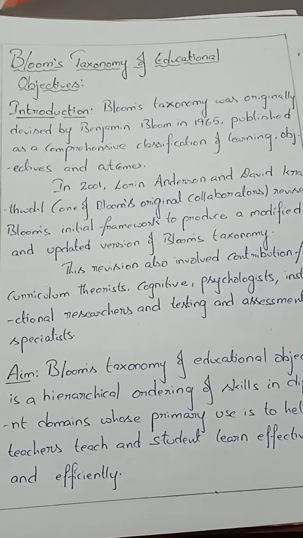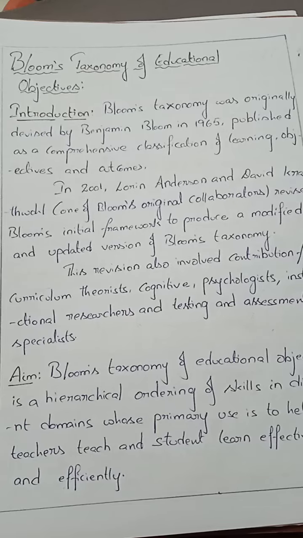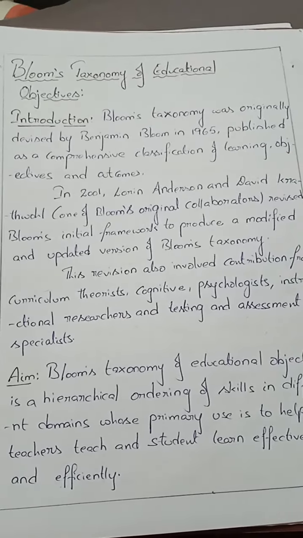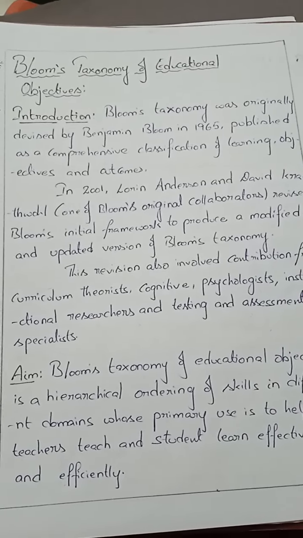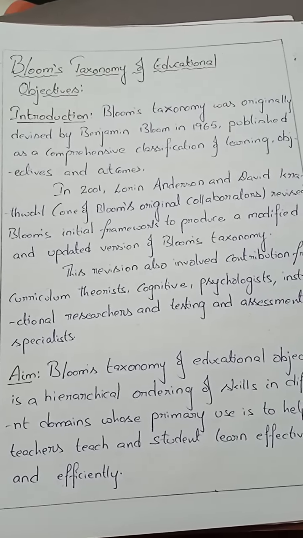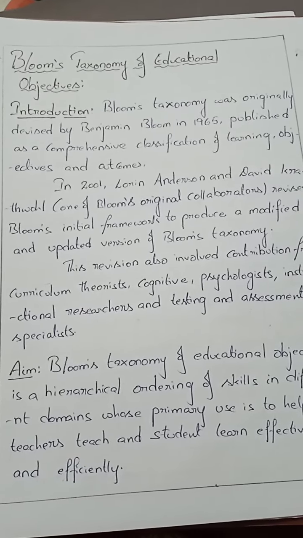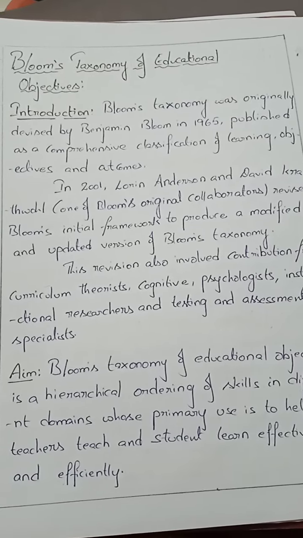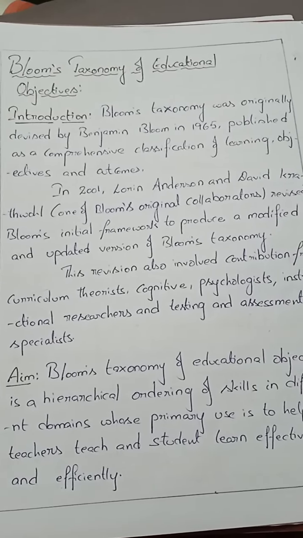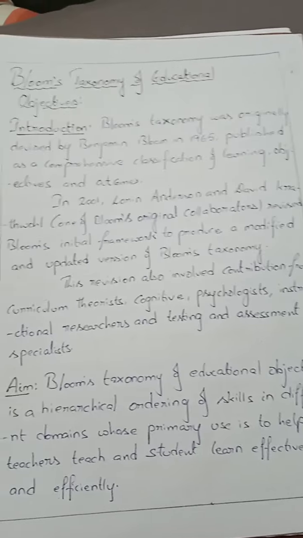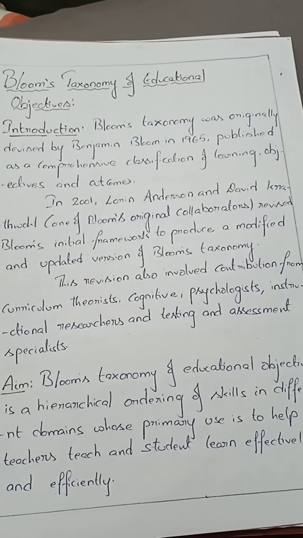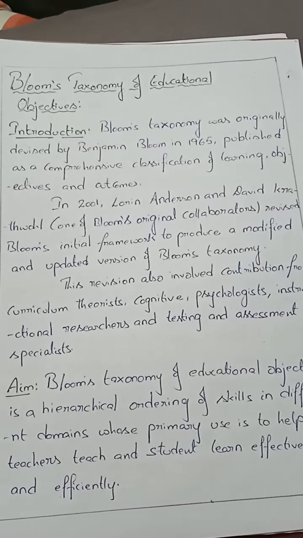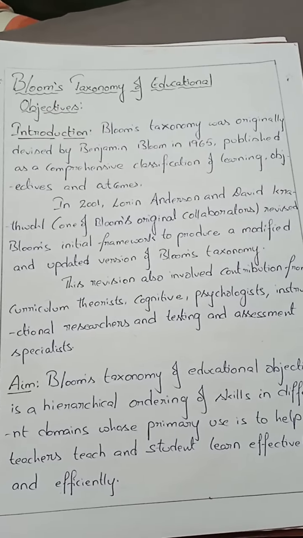Introduction. Bloom's Taxonomy was originally created by Benjamin Bloom in 1956, published as a comprehensive classification of learning objectives and outcomes. In 2001, Lorin Anderson and David Krathwohl, a former collaborator of Bloom's, revised Bloom's initial framework to produce a modified and updated version of Bloom's taxonomy. This version also involved contributions from curriculum theorists, cognitive psychologists, instructional researchers, and testing and assessment specialists.